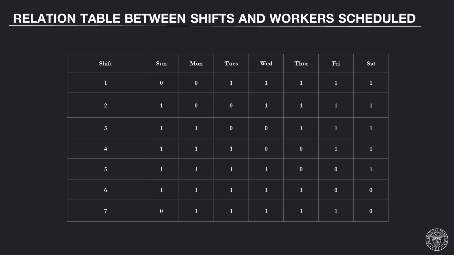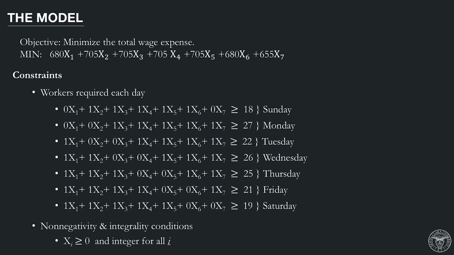After we fill in all that information for all 7 shifts, we have this relation table. Based on this relation table, we know that the number of employees coming in on Sunday must be larger or equal to 18, right? And we can specify that in the LP model. Now, based on the relation table information, we can construct the integer programming model.